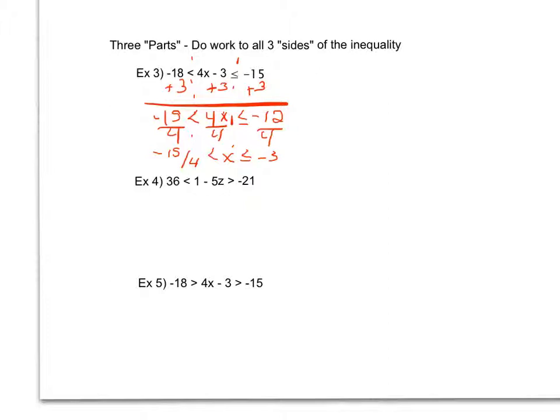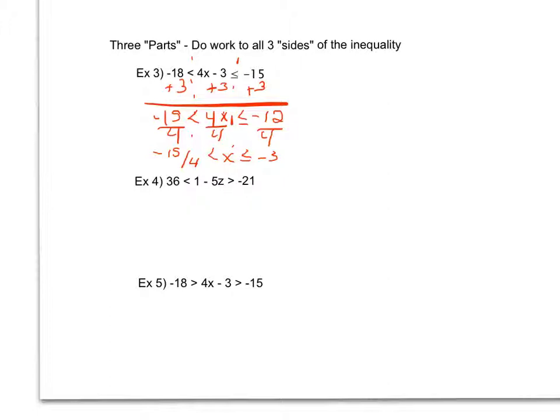So when we have 3 parts, it's read as and. So if I look at each piece, I see that x has to be less than or equal to negative 3 and x has to be greater than negative 15 fourths. So both things have to happen. I like to leave things as fractions. However, for graphing purposes, sometimes it's easier to have things as a decimal or a mixed number.